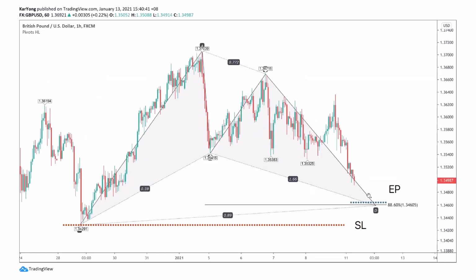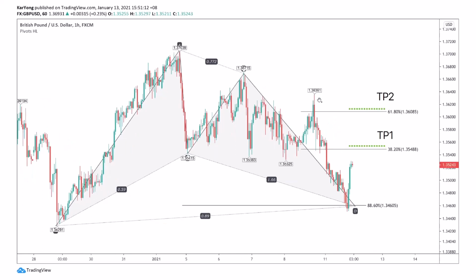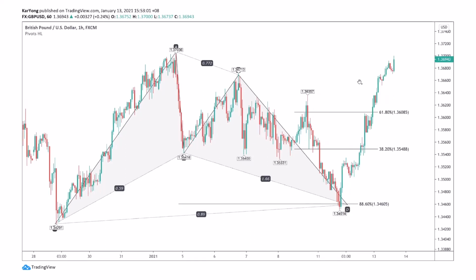And then we have the Bat just now, right? So the Bat becomes entry at 886, stops is below X. Okay, and then once it tags, you can see what we do for TP1, TP2: we pull from A to D. Okay, AD leg, 382 is TP1, 618 is TP2, and of course you can go for extended targets at the top. And of course this one here played out quite nicely, right? It tags TP1 and then in a short while it goes to your TP2.